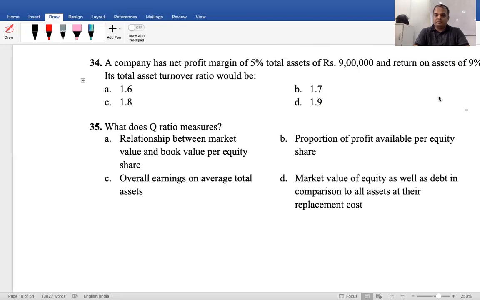Net profit margin 5%. Total asset 9 lakhs. Return on asset 9%. Listen here. Total asset 9 lakhs. Return on asset is how much? 9%. 9 lakhs into 9% is equal to how much? 81,000 net profit. Clear? 81,000 net profit is equal to 5% of total sales. That's logic or not? So 9 lakhs into 9% is equal to net profit in rupees divided by net profit percentage 5%.